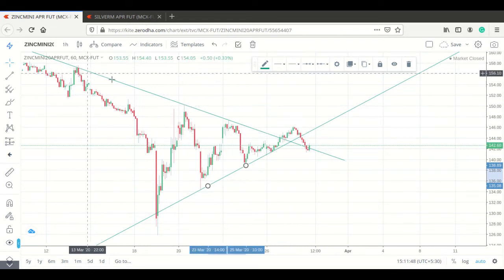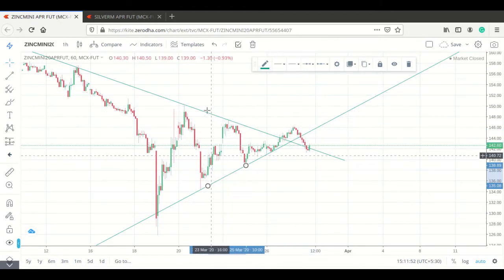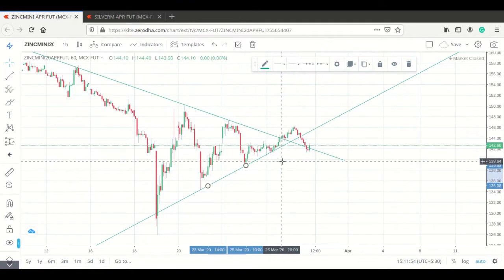Actually, this seems like a reversal, but we'll discuss why this reversal didn't work in another video. Okay. So now I hope you know how to draw the trend lines, and now I would like to tell you the pros and cons of using trend lines for intraday trading.